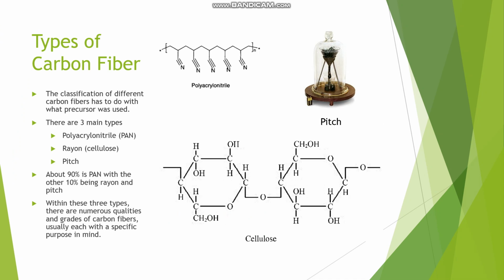And also, PAN and rayon are actually both turbostratic precursors, while pitch is considered graphitic. So basically what that means is carbon fiber made with PAN and rayon is going to give you a turbostratic structure, the one with the crumbles and stuff, while the pitch will give you the graphitic.